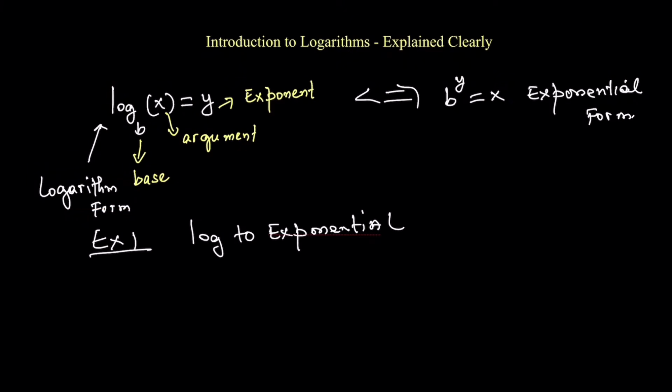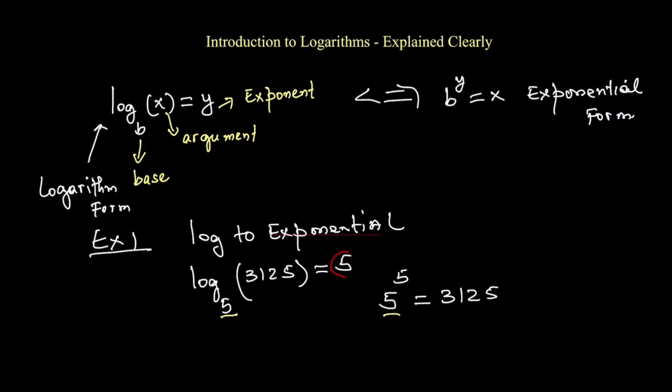Example 1, log to exponential. Log base 5 of 3125 equals 5. Rewrite it in exponential form. 5 to the 5th equals 3125. The base 5 stays the base. The exponent 5 becomes the power, and 3125 is the result.